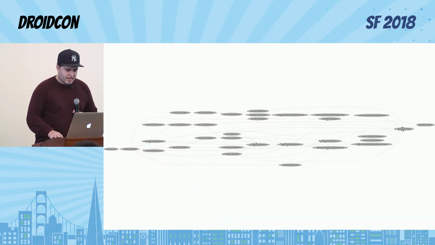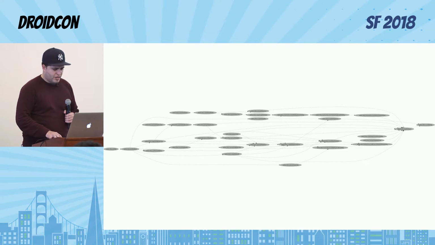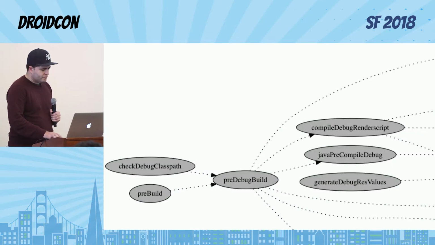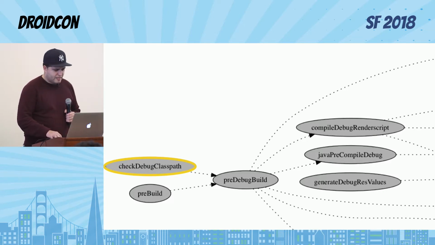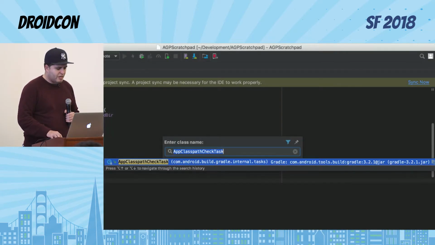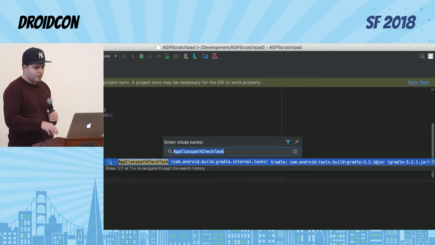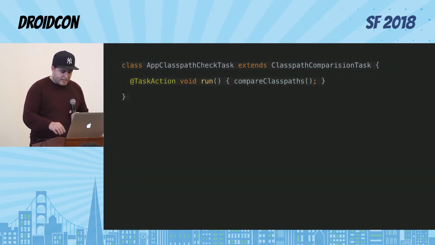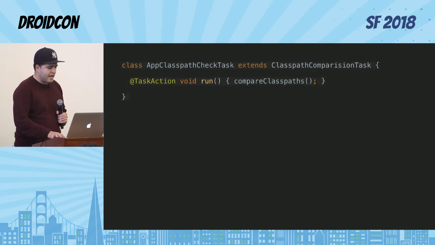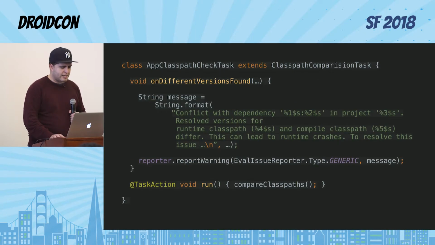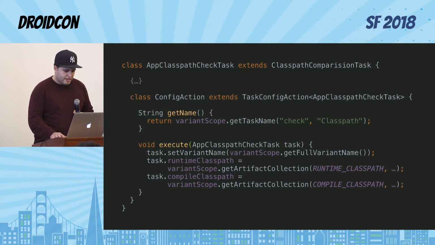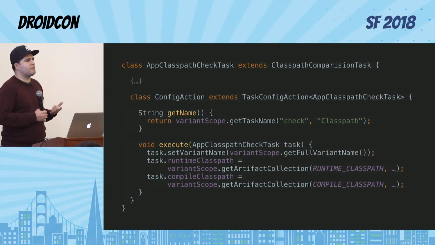But then you'll see that this graph is still rather large. I'm not going to go over every single node. Let's just go over a few. Check debug class path. It's not the most interesting task, but I bring it up because it's small enough to start talking about the Android Gradle plugin's infrastructure a bit. So if you open up that task, you'll see there's a task action that's a one-liner, compare class paths. And so what does it do? It calls this method compareClassPath and looks at the runtime and compile class path.